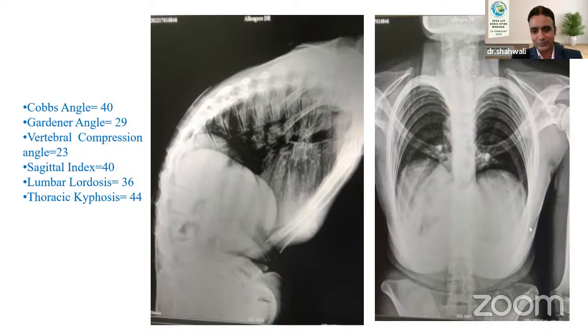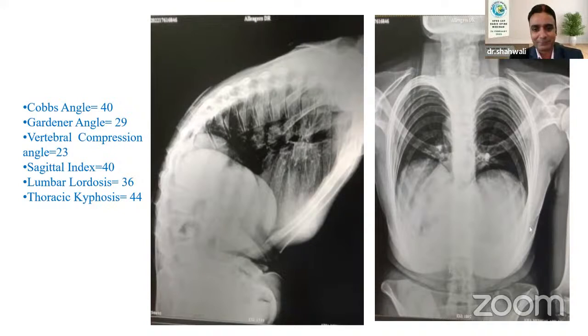So we are not sure about that. Then we thought it might be some variant of Scheuermann disease that she must have had initially, because this deformity doesn't happen with a simple post-traumatic single wedge fracture. We were also not very sure. That's the confusing part in this case, and that's why I'm presenting it.